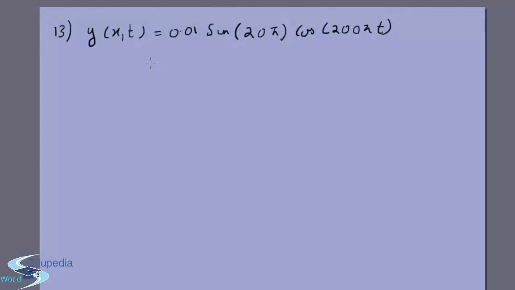From this we can directly see that the wavelength lambda is 1 by 10 and the time period is 1 by 100, because after time period 1 by 100 it becomes 2 pi, and after lambda 1 by 10 in x this becomes 2 pi, and it repeats itself. So lambda is 1 by 10 and the time period is 1 by 100.